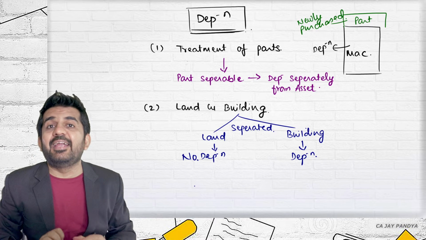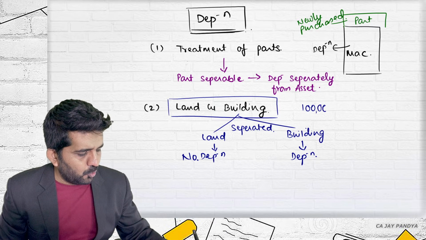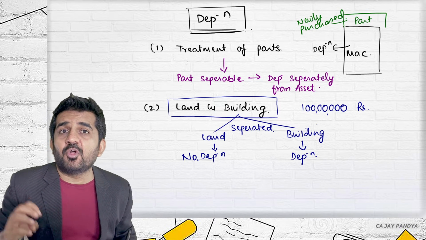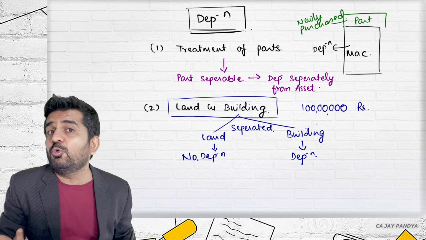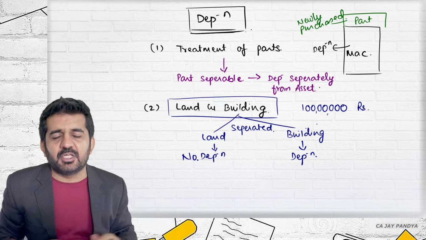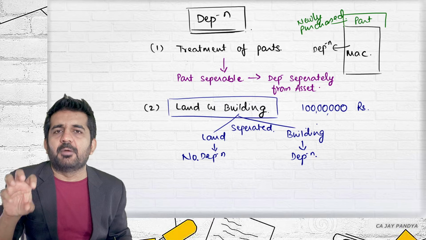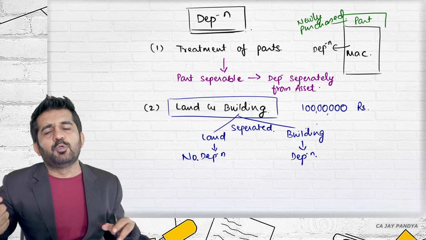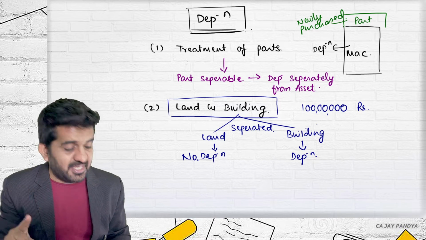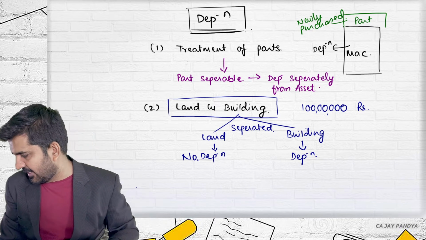I purchase a land and building together at a rate of 1 crore rupees. What is the part of land and what is the part of building? How to determine? Because land is not depreciable, you will have to separate it. Again, the same concept: you can find a valuer who will tell you the market value of land. The remaining portion will be the market value of building. Should it be separated? The answer is yes. You cannot depreciate land and building together. So building should be separated and land should be separated.